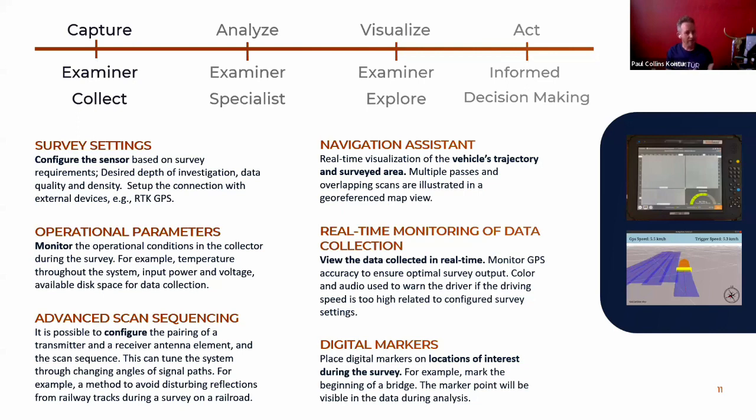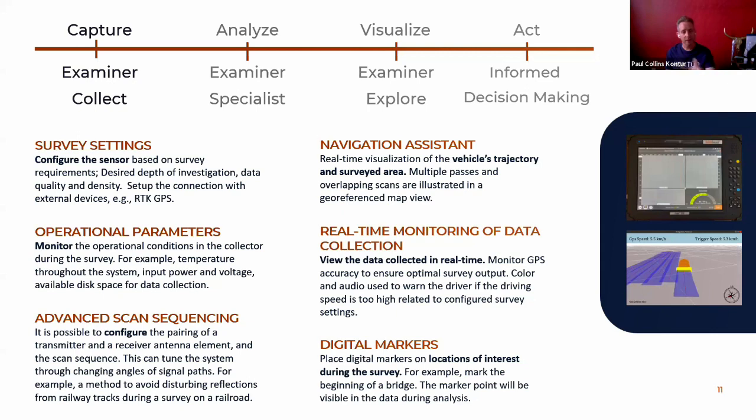You have scan sequencing, so you can choose a different scan pattern, and you can tune that to the antenna to fire and receive on any sequence you choose. As it says here, you can decide, particularly in railroad or railway scenarios, where you might want to avoid the railway tracks.